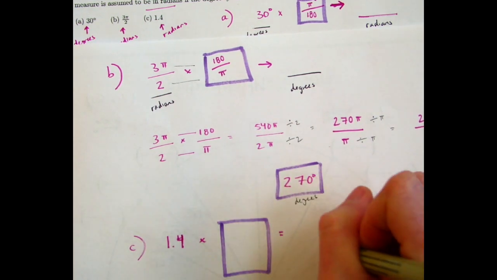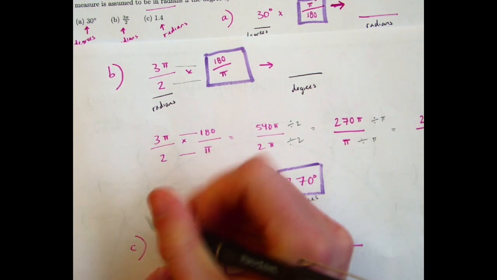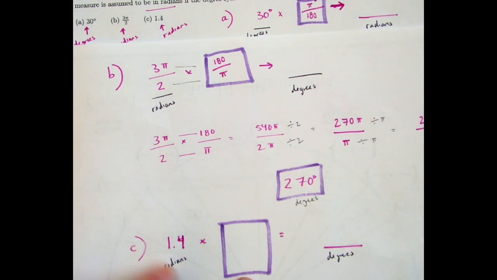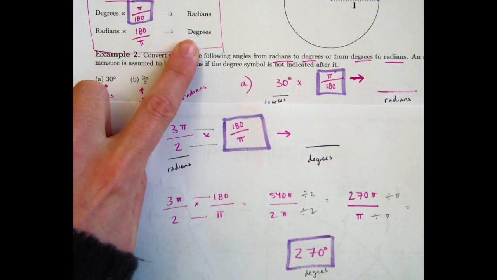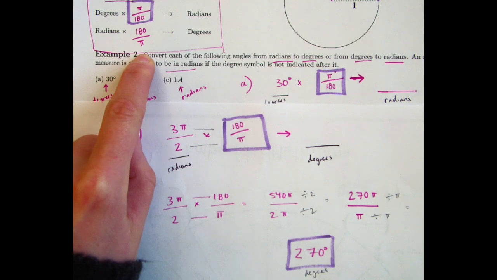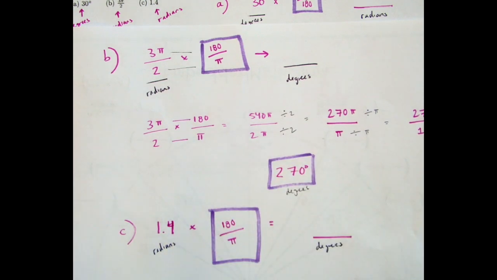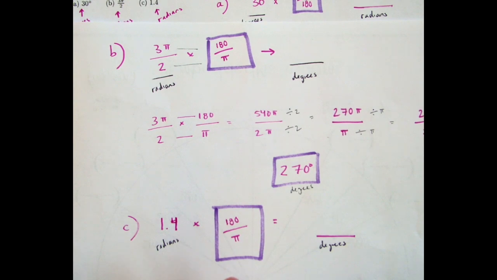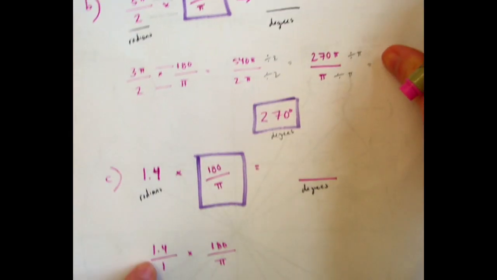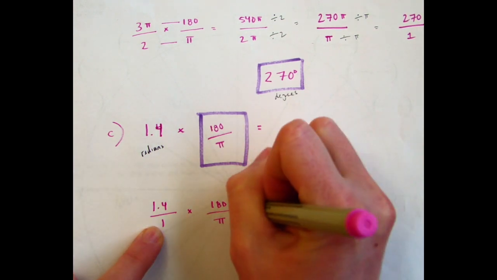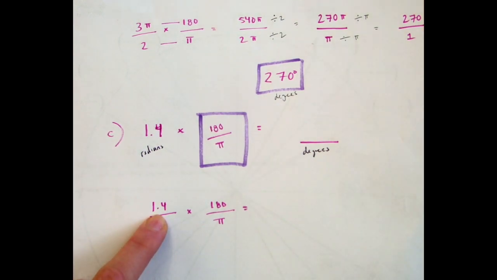And then I'm going to do 1.4 over 1 times 180 over pi. I'm rewriting this 1.4 as a fraction, 1.4 over 1, so that I can then just multiply across the numerator and the denominator to get the answer. 1.4 times 180, can't do that in my head, 1.4 times 180 is 252. 1 times pi is pi, and then there are no common factors between the top and the bottom, so I'm going to go ahead and just divide this out, 252 divided by pi, in my calculator. That is going to be 80.21.